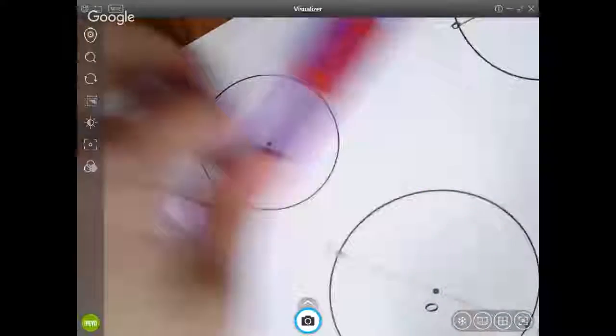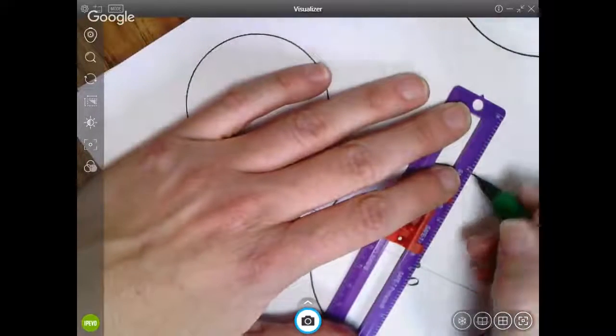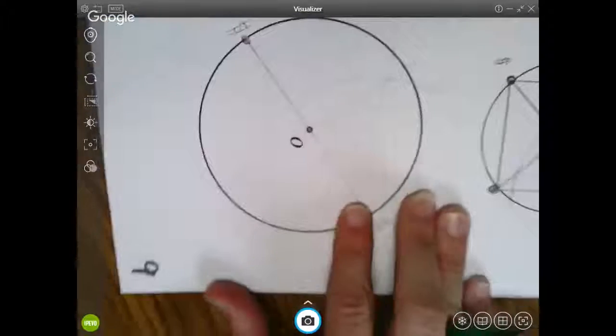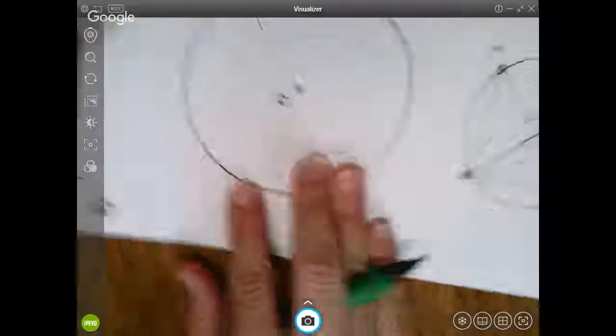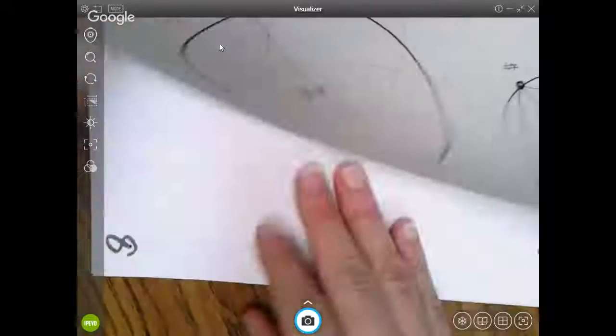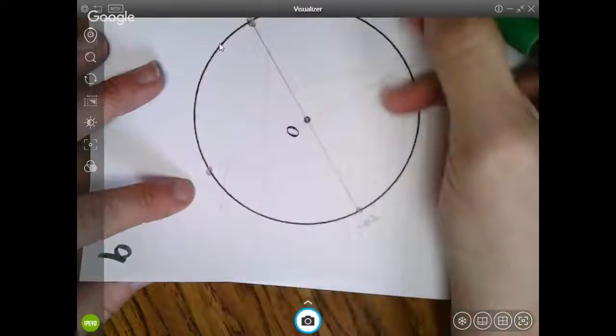And then I connect my dots. Now, I'm intentionally doing this lightly because I want you to see where the money points are. After you've done your perpendicular bisector, the point that matters the most is actually the point where it touches the circle.